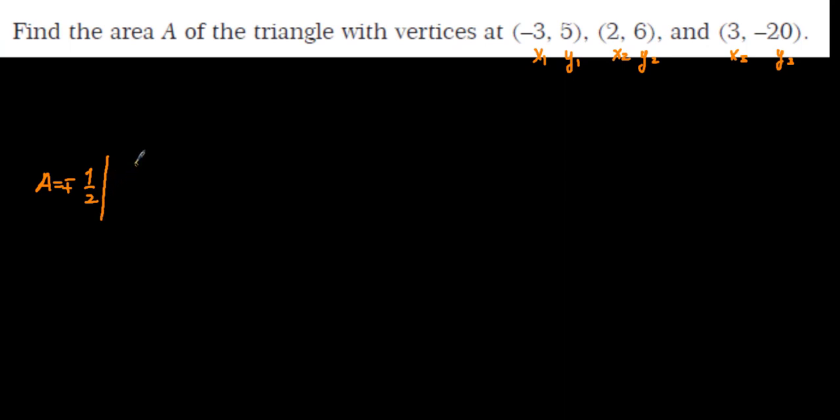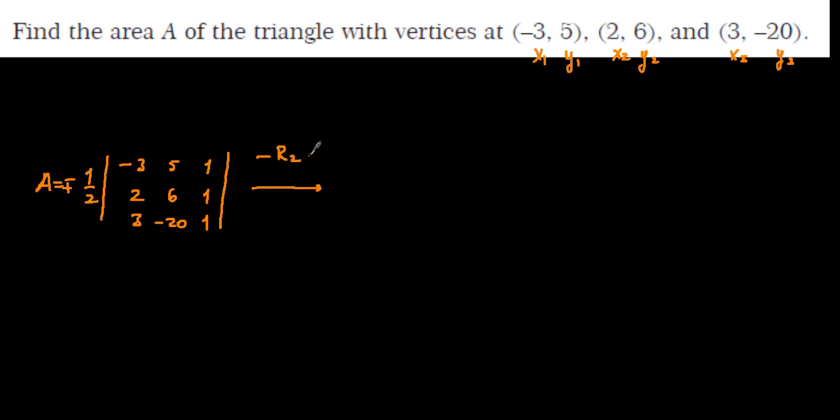I'm going to write the determinant now. Here minus 3, 5 and 1, 2, 6 and 1, and then here it's going to be 3, minus 20 and 1. If I do row operations here, I'm going to fix this problem, so that this is going to be 0 and this is going to be 0. And the row operations don't change the determinant value, we remember that one.